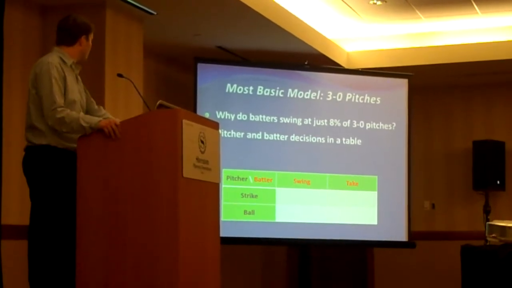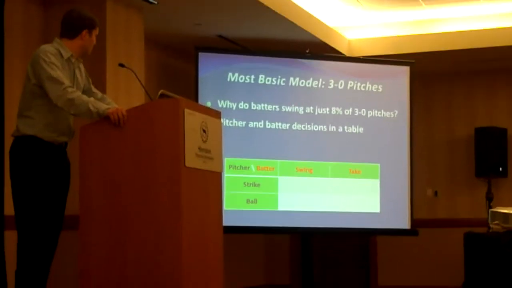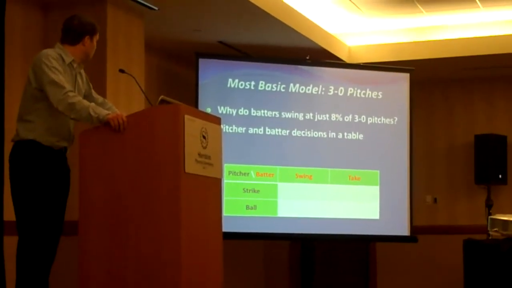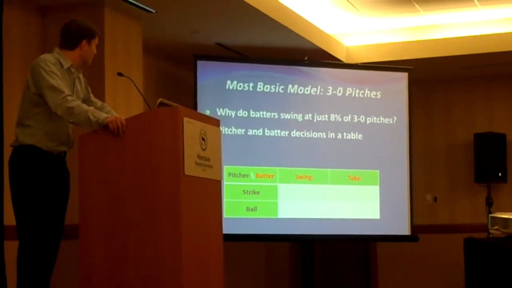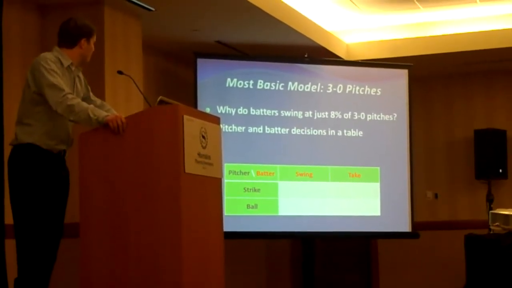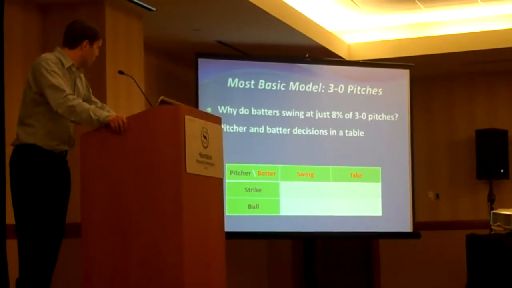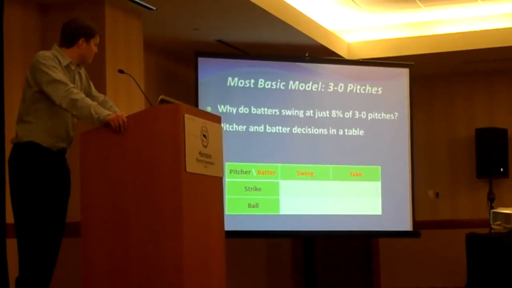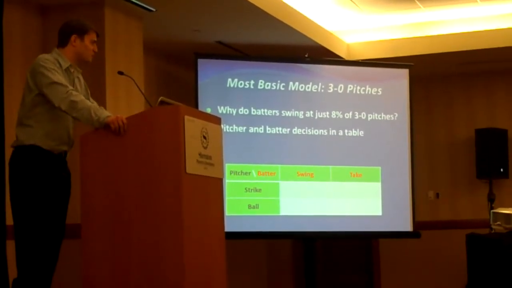The pitcher is what's called the row player. He chooses whether to throw strikes, and chooses either the strike row or the ball row. The batter is the column player, choosing swing or take. And what we'll do is we'll think about what the payoffs are in these cells. Now, the way it works is the pitcher's payoff will be on the left, followed by a comma, followed by the batter's payoff, but since the pitcher's payoff is always the negative of the batter's payoff, we'll talk about it from the batter's perspective.